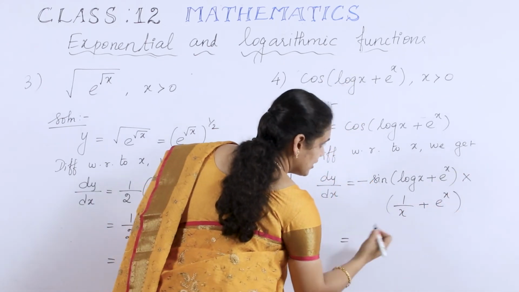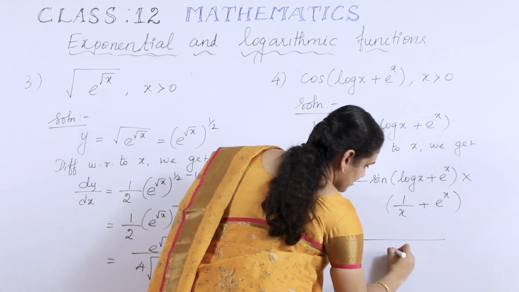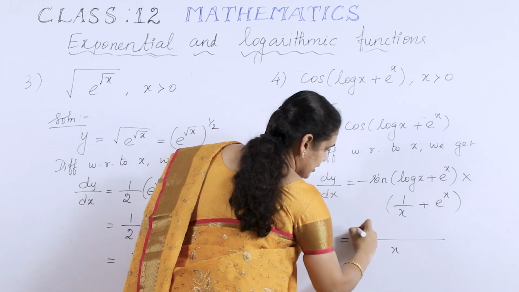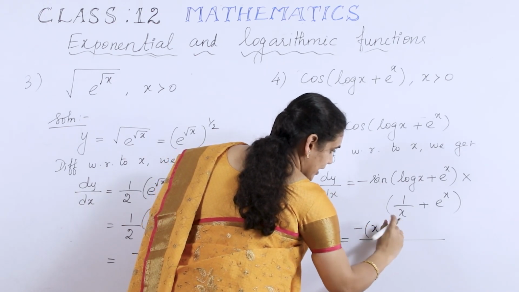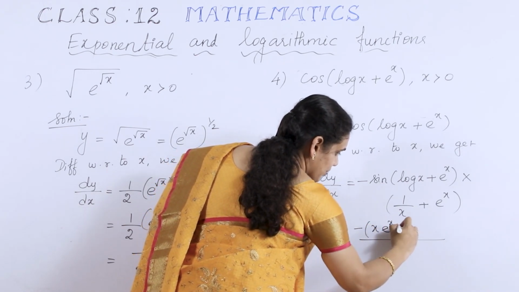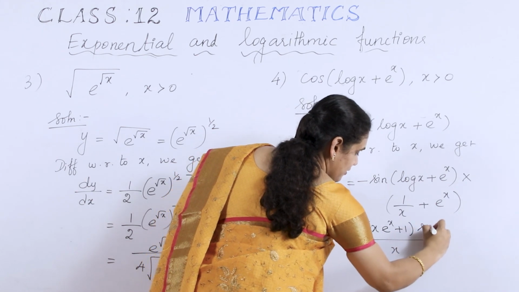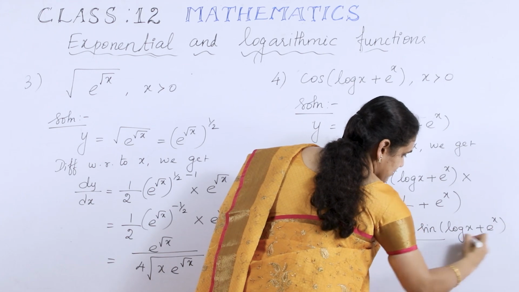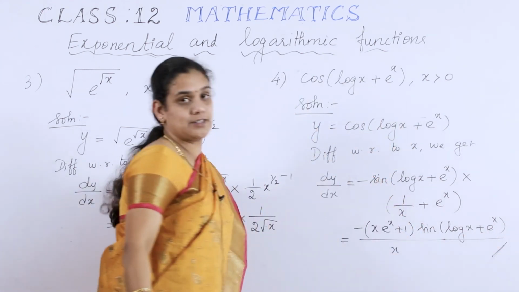Okay. If you take the LCM, you get x. So it will be, if I write this one in the beginning, you will get x e to the power x plus 1 into sine log x plus e to the power x. So this is our required answer.